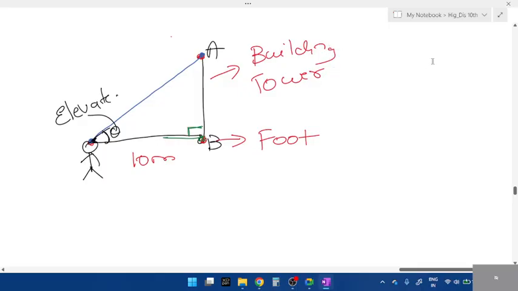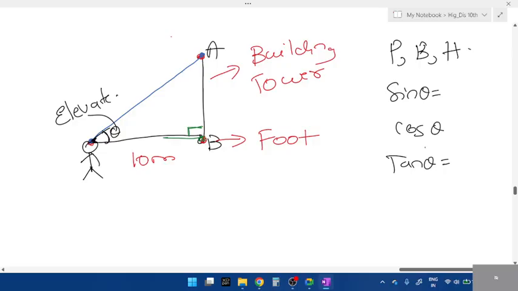So you'll have questions based on only three things: hypotenuse, perpendicular, and base. Base, hypotenuse, and perpendicular. Okay, only three things: perpendicular, base, and hypotenuse. Right? And we use only three formulas: sine theta, cos theta, tan theta.